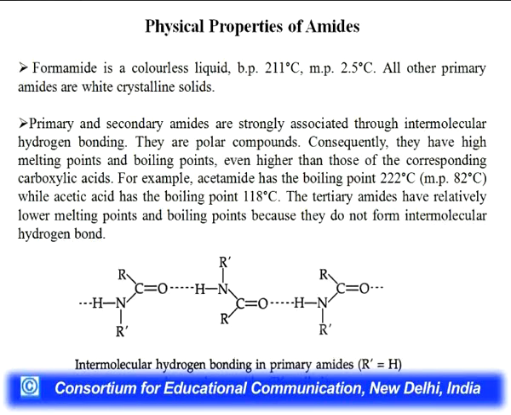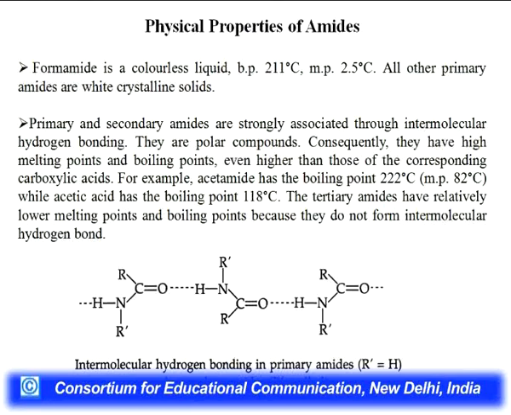Now, the physical properties of amides, that is RCONH2. Formamide is a colorless liquid, boiling point 211 degrees Celsius, melting point 2.5 degrees Celsius. All other primary amides are white crystalline solids. Primary and secondary amides are strongly associated through intermolecular hydrogen bond.